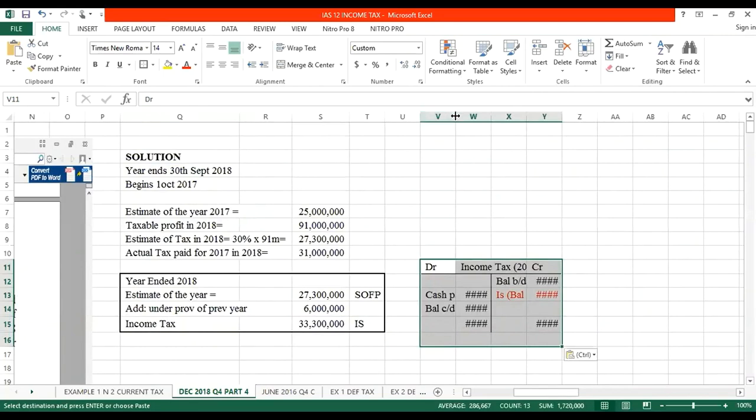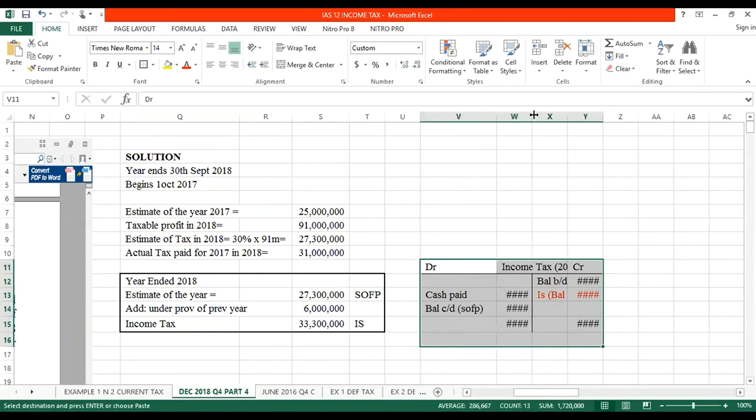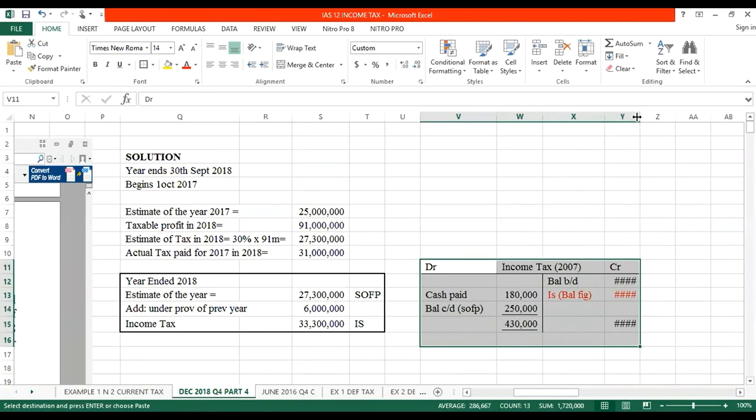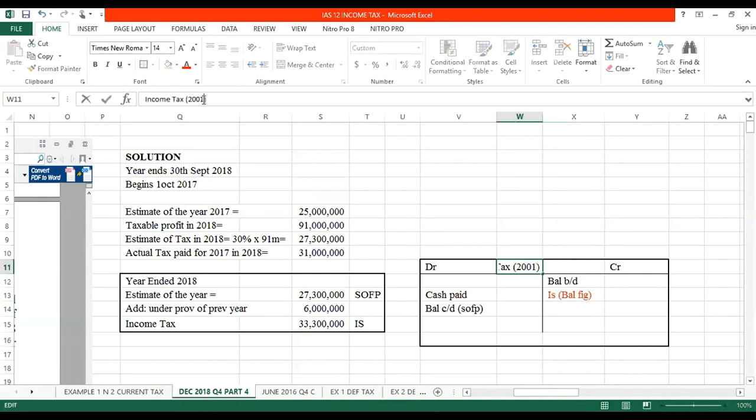So method 2 is there. You see I've just copied the format to save time. Of course, the figures are different. Don't confuse the figures, please. Let me remove the figures so that you don't confuse. So we are now in which year? 2018.